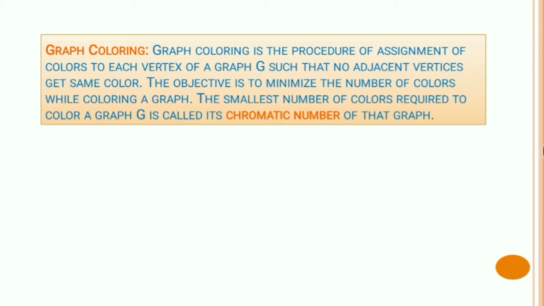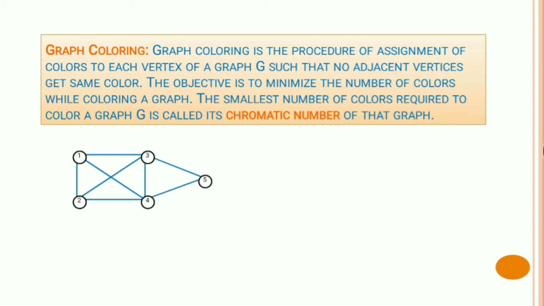One thing which you should keep in mind during coloring of the vertices is that no two adjacent vertices should have the same color. So if there is an edge between two vertices, then those two vertices should not have the same color, and we should use the minimum number of colors to color a graph. The smallest number of colors required to color a graph is called the chromatic number of that graph.